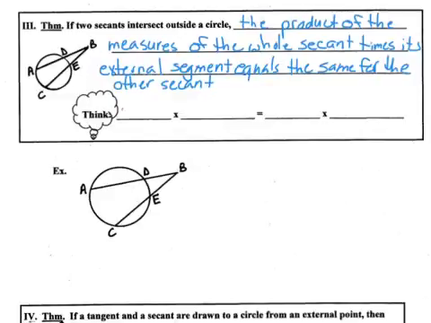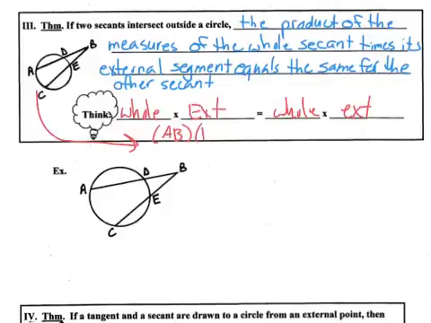So that's how you think. Whole times external is equal to whole times external. In letters from this diagram, it would be AB times its external, which is DB, and that's equal to the whole on the other side, CB, times the external, which is EB. So we don't use AD or CE.